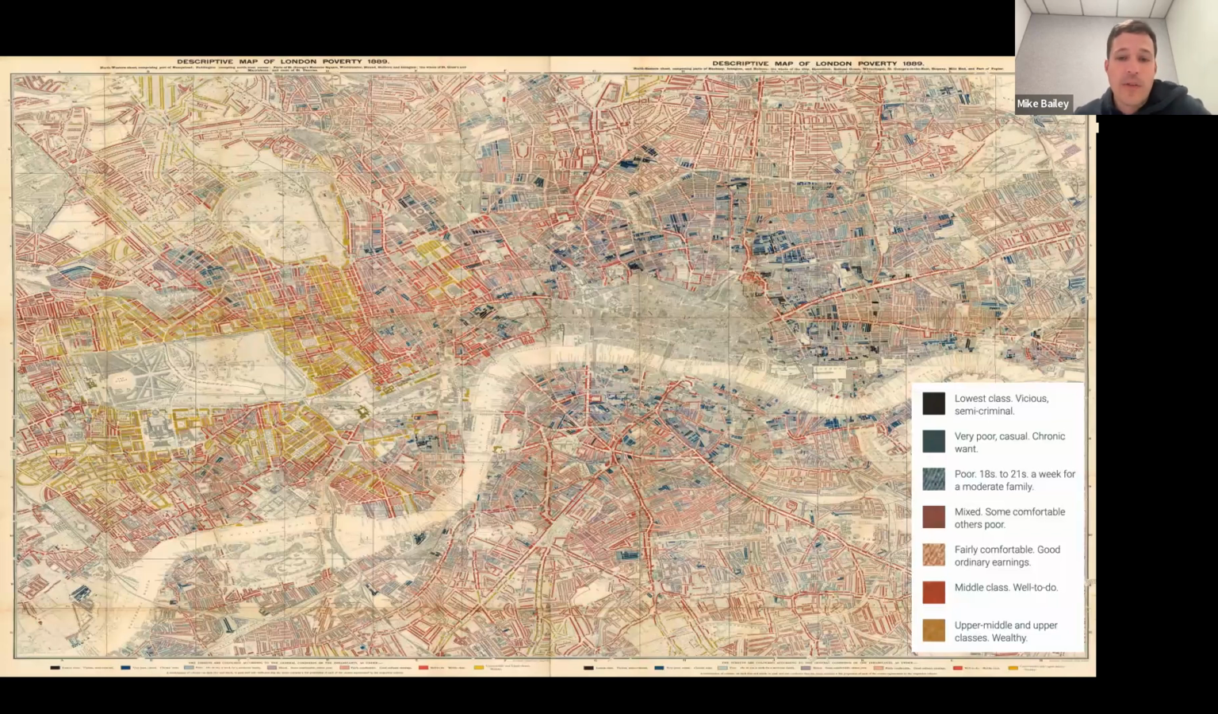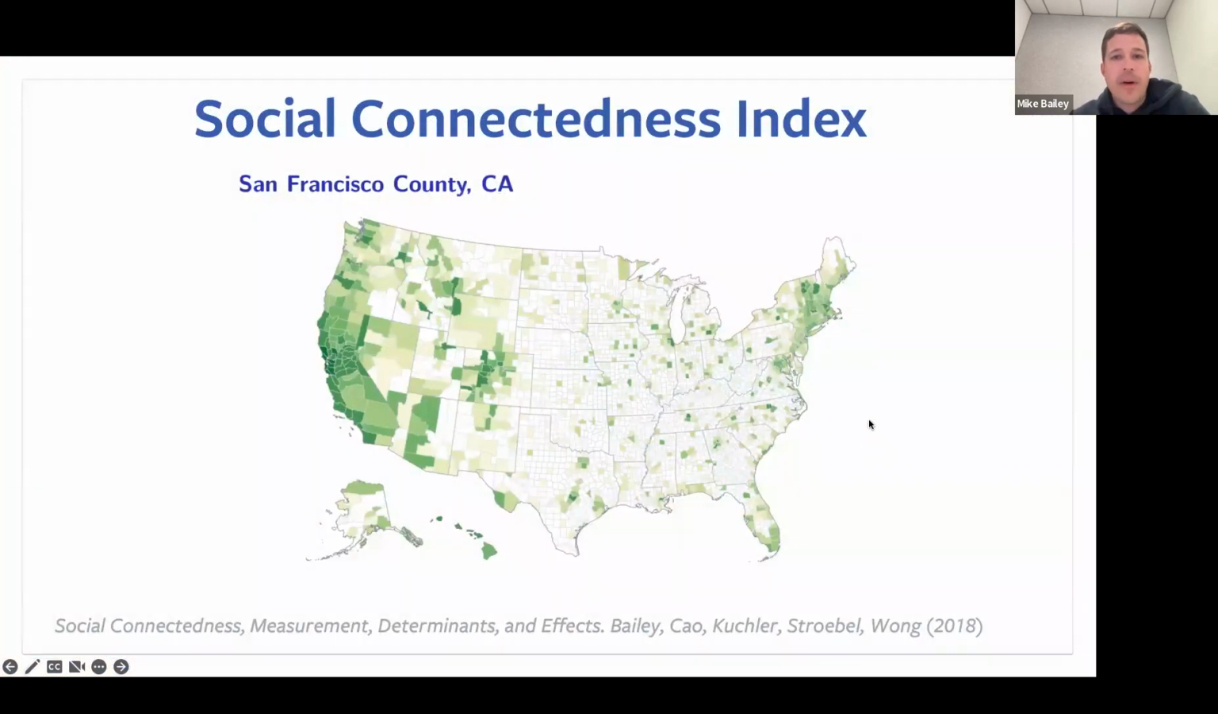We just lack a lot of social networks data. And I feel like by doing more understanding of social networks, we can better understand policies and what policies we should implement. So one example of this is a project I worked on called the Social Connectedness Index.